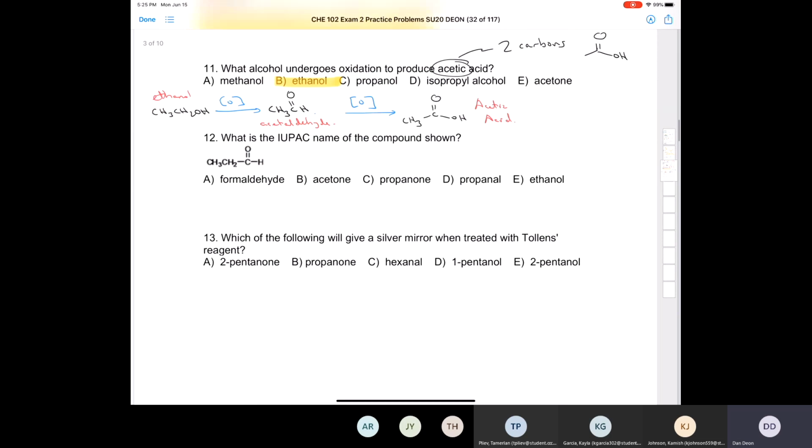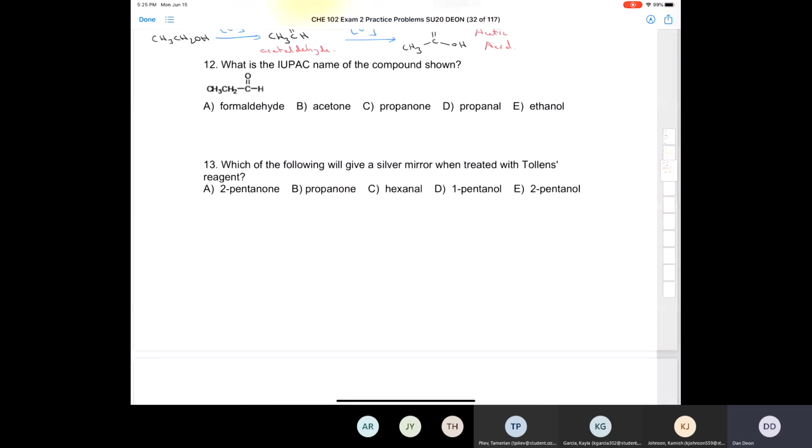All right. Let's see here. What is the IUPAC name of the compound shown? There are 1, 2, 3 carbon atoms in the molecule. So this must be, who could help me? I'm sure somebody knows. Yeah, it's propanol. Absolutely. So the answer is propanol.